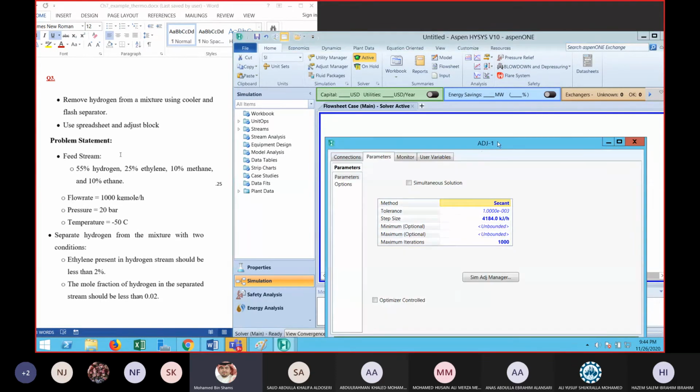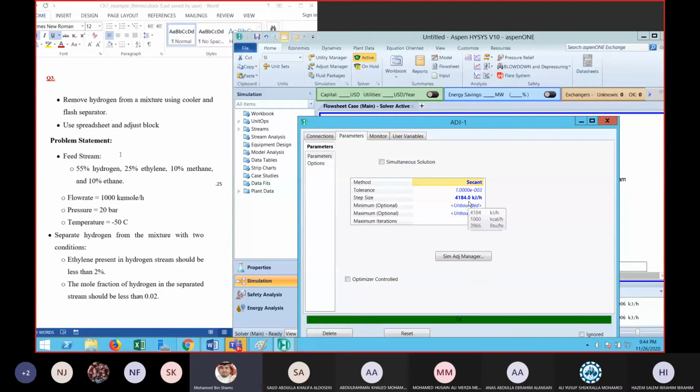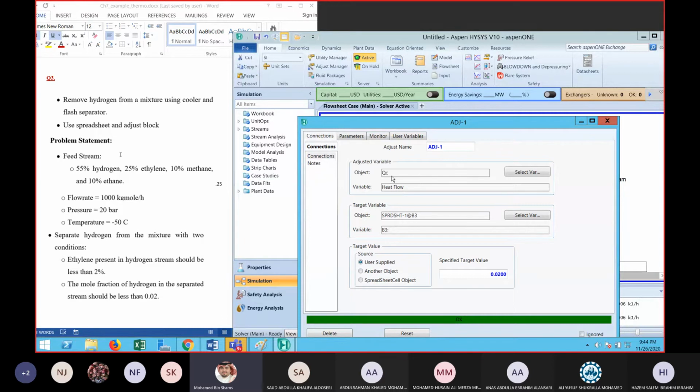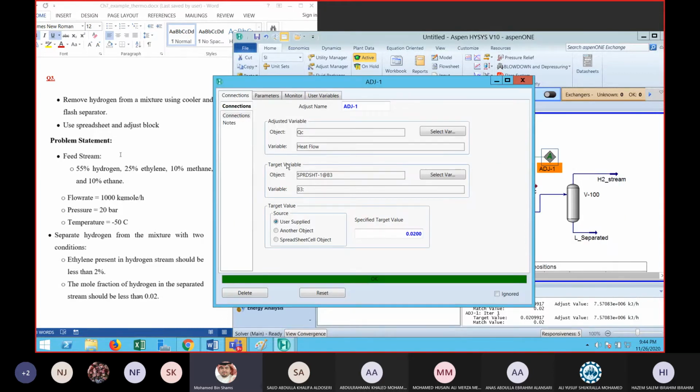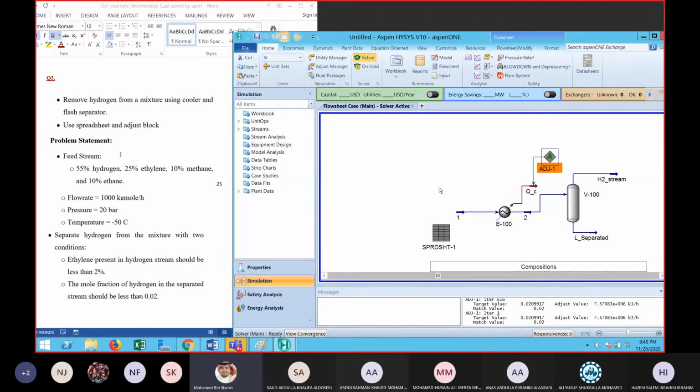And for this, as you can see, all what you have to do is that you attach the adjusted variable, which is in this problem turned out to be Q. And then the target variable is your target. What is your target? What do you want to do? I want this one, for example, to be equal to 0.02. Fine.